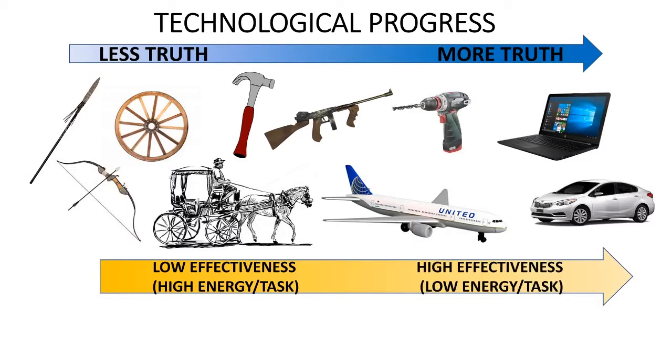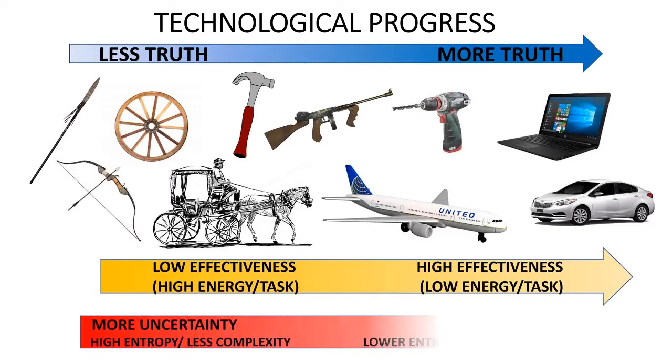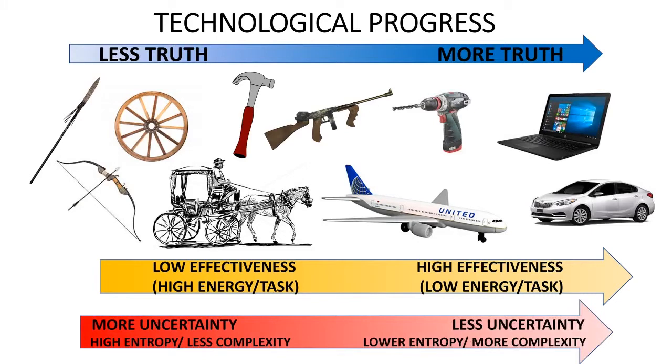These are technologies that make us very effective. We've gone from low effectiveness, which is literally a large amount of energy per task, to a high effectiveness, which is a low amount of energy per task. It takes a lot less energy for you to drive in a car than it does for you to walk or run. We've also gone from more uncertainty, which is high entropy, and less complexity. A spear is not very complex. It has maybe 3 major components. Now we have cars, which are much more complex, and computers, which each have thousands and thousands of different precision components. We've gone from much less complexity to much more complexity because our world has become less uncertain. So you can see with technological progress, the entire story of truth is playing out.